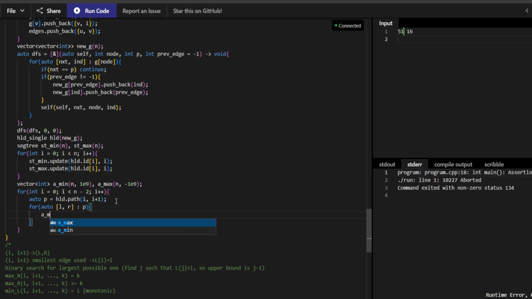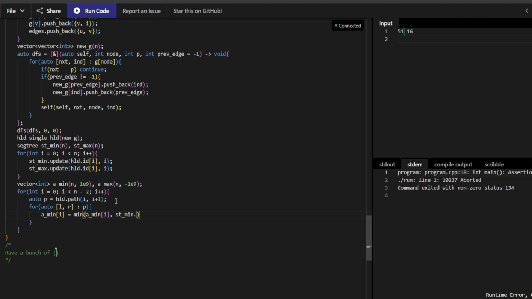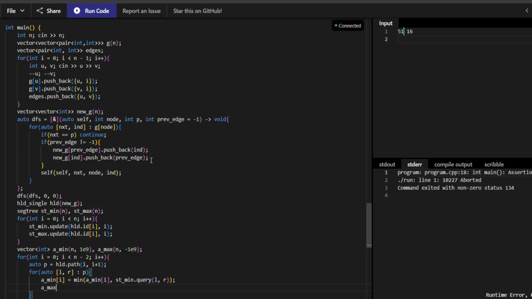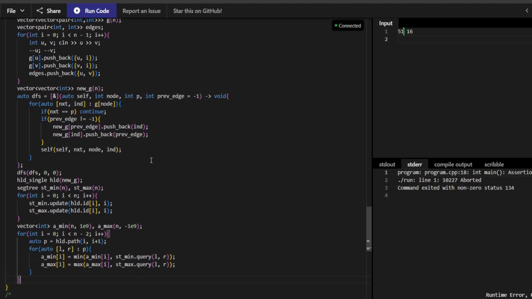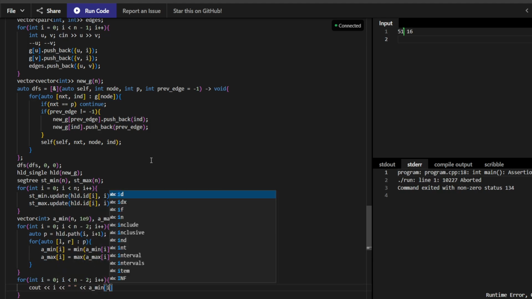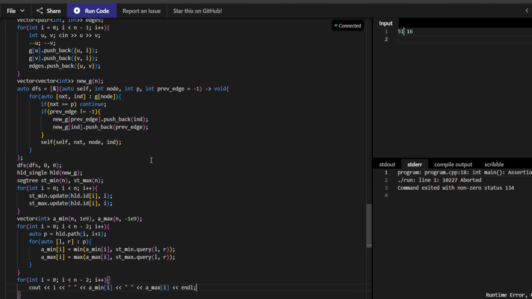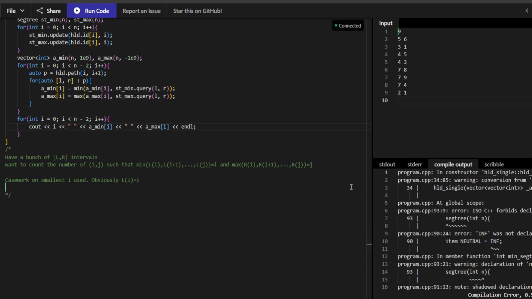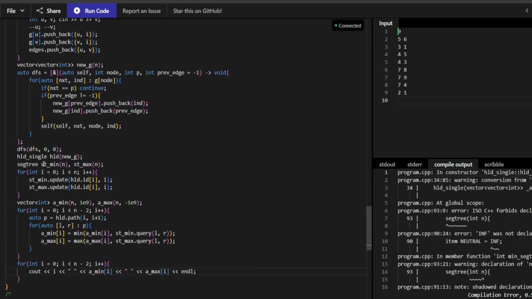AI equals. Is it inclusive? Yeah. Okay, let's see if this works. Oh, we have 13 minutes. Might not work. C++ bites me. Oh.